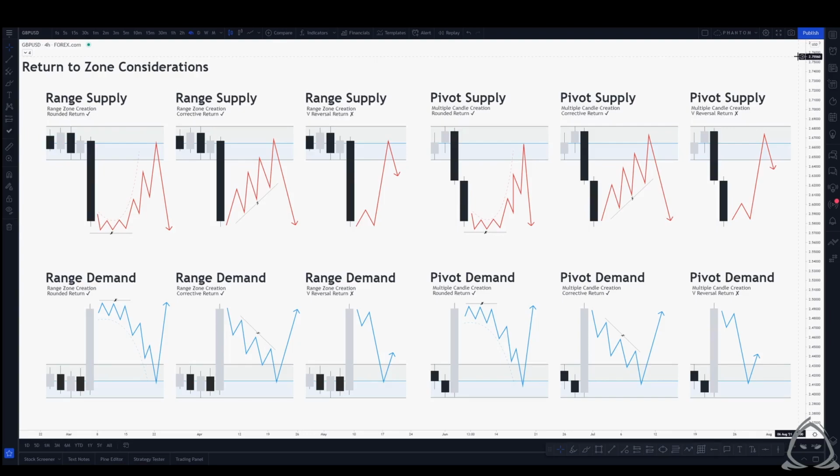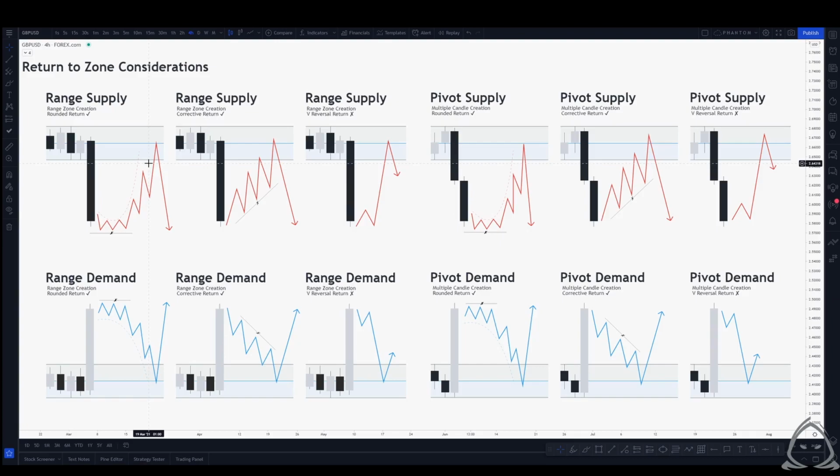Because as I stated in the previous videos, our job is to identify a supply or demand zone being created, map out that zone, and then patiently wait for price to return to that zone. Now the next step is seeing how price actually returns to that zone and what that means to me.